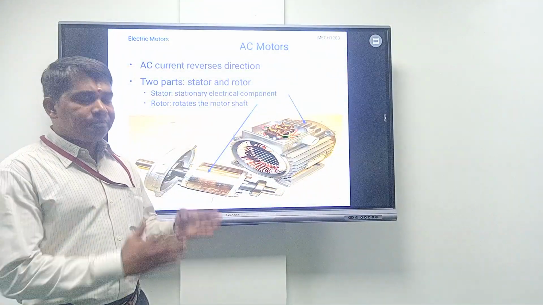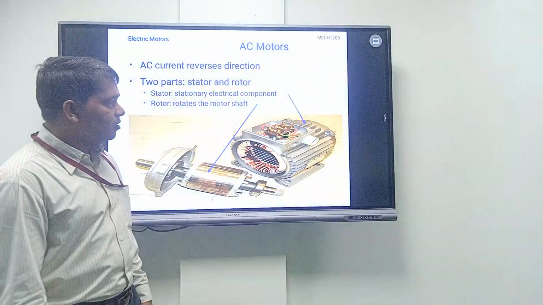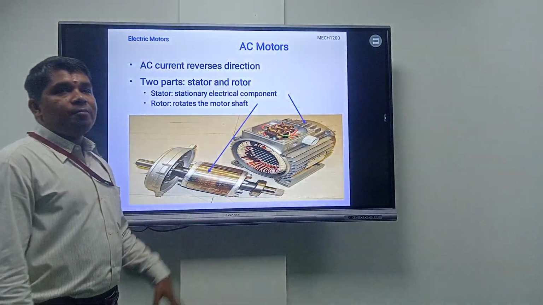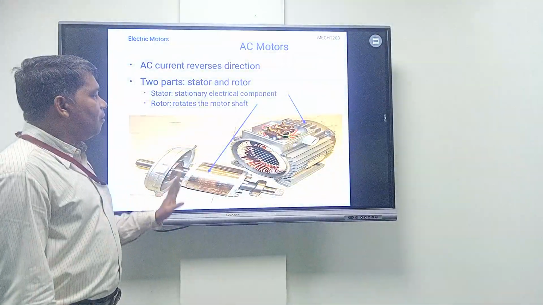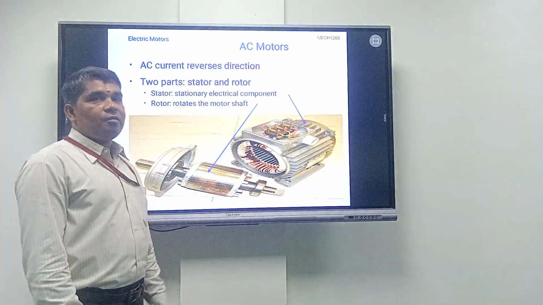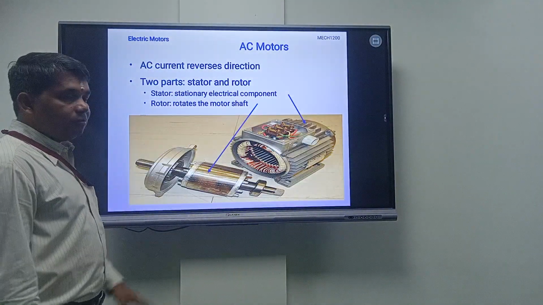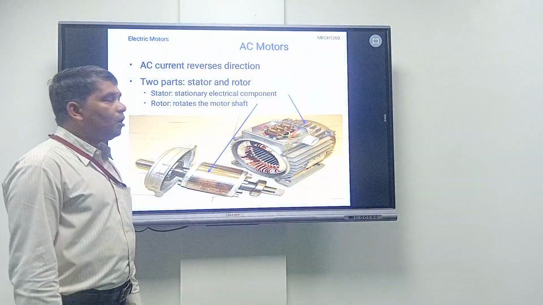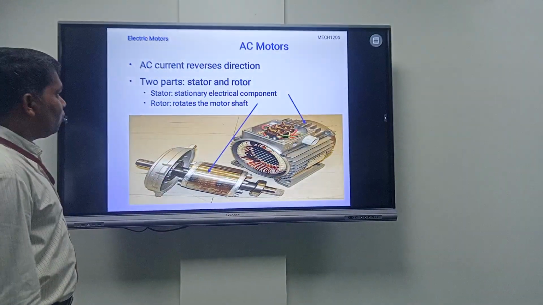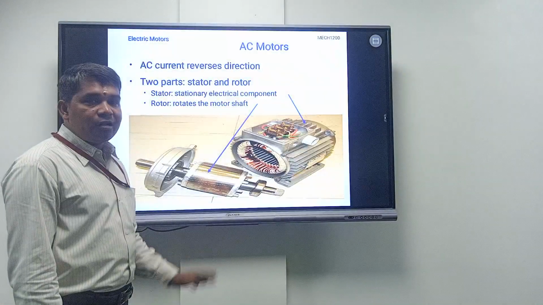So the two fields, or fluxes, will interact with each other, by which torque will be produced in the machine. Due to that, the rotating part of the machine will rotate. So every machine will have two major parts: one is the stator winding, another is the rotor winding. The stator is the stationary one and the rotor is the rotating one.